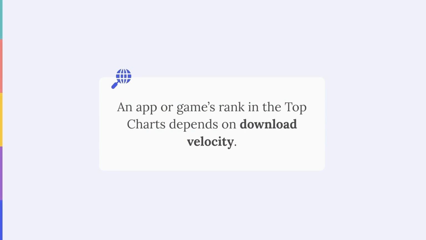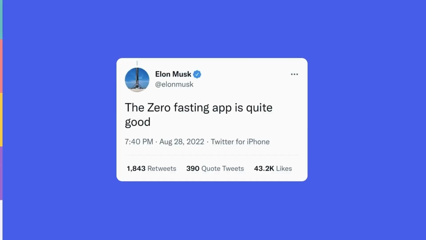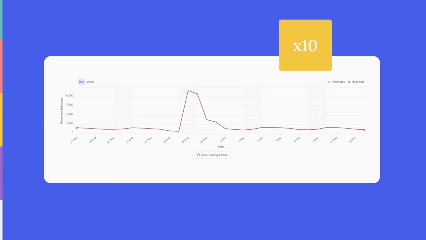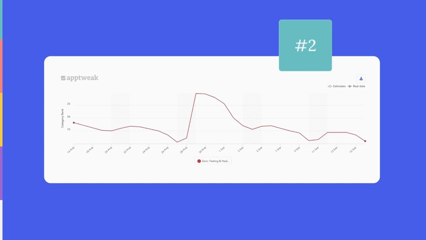An app or game's position in the top charts mostly depends on download velocity. The more downloads an app has recently gained, the higher it will rank in the top charts. For example, recently, Elon Musk tweeted about a new app he discovered called Zero Fasting. Naturally, on the same day, the app's downloads skyrocketed. Because of this influx in downloads, the app quickly rose to the 2nd position in the health and fitness category.